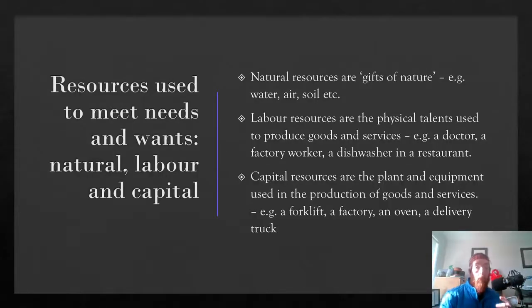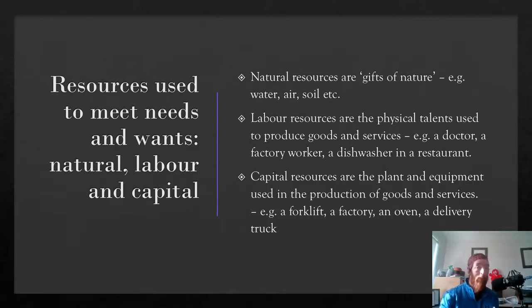All right, so next up we have our resources, which are used to meet needs and wants, and they are natural, labor, and capital resources. Our natural resources, we define pretty simply as gifts of nature. So these are things like air, water, soil, anything that occurs naturally on Earth without any human interference. Then we've got our labor resources, which are the physical talents used to produce goods and services. So things like a doctor, a factory worker, a dishwasher in a restaurant, these are all labor resources.